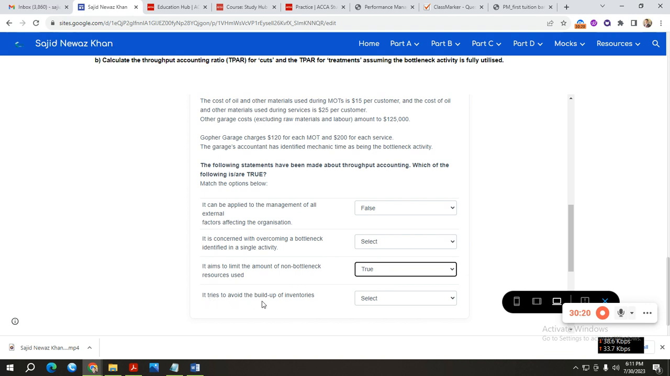It tries to avoid the build up of inventories. Yes, a big aspect of throughput accounting is that if we don't need it, we don't make it. So there you go. It's concerned with overcoming a bottleneck identified in a single act, not in a single activity. As we saw just now, MOTs and services are two activities, and there we try to improve either of them. So this for me is a false statement.